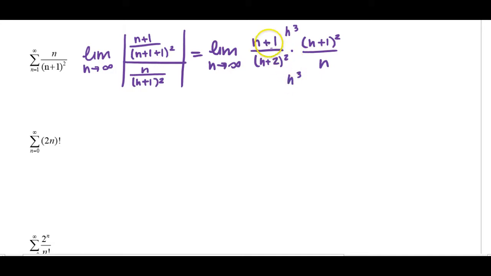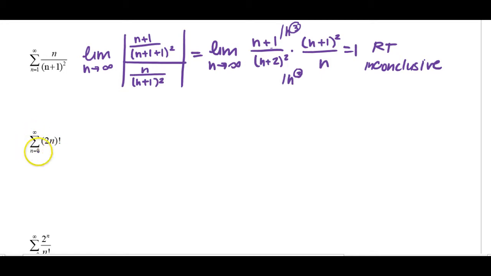So the ratio test in this example is also going to be inconclusive because this limit at infinity, if the degrees match and the leading coefficients match, the answer is just 1. So the ratio test is yet again inconclusive. Can't tell what happens by using the ratio test. So now let's go ahead and look at another example.